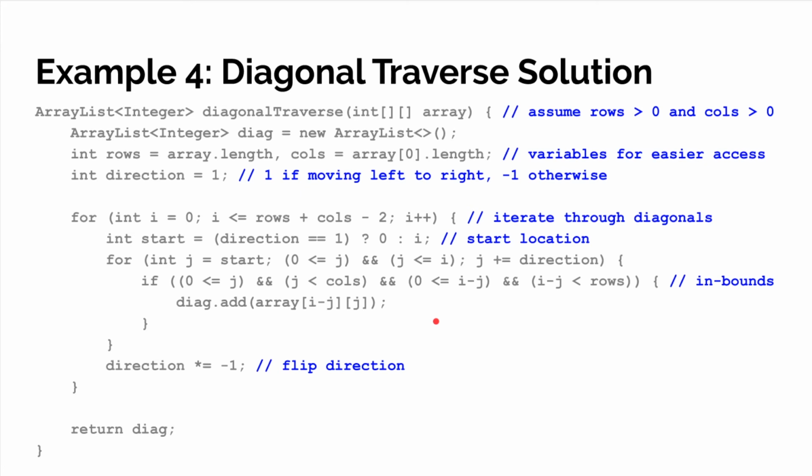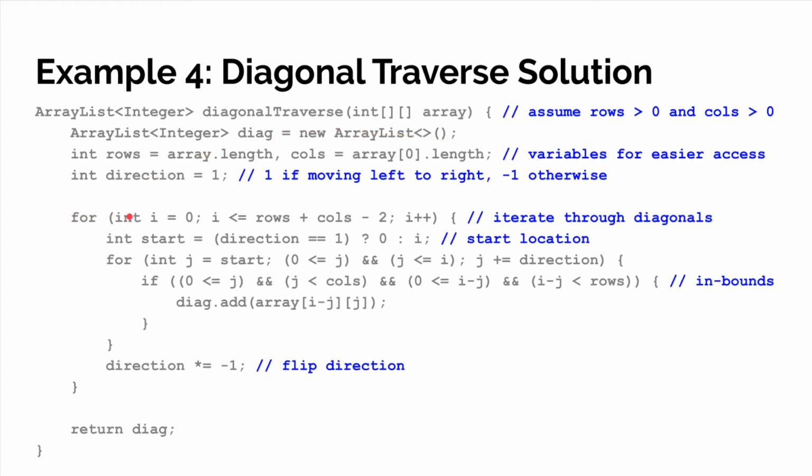Here is the way we would write this in code, right? So we start off with an array list for the values that we're going to be adding. We have our rows and our columns variables for easier access, so we don't type the same thing over and over again. And finally, we have a direction, right? So 1 if it's moving from left to right, and -1 otherwise. You might also imagine how you could do this with a dr, dc array, but we're just going to be doing something like this for now.